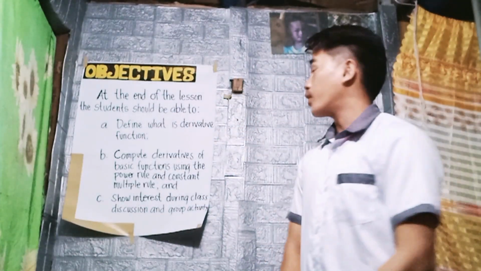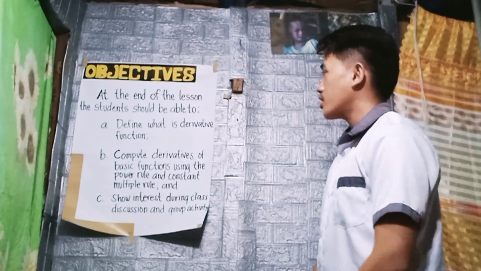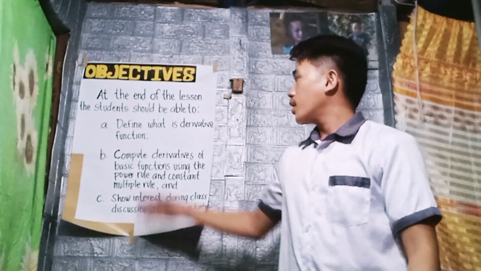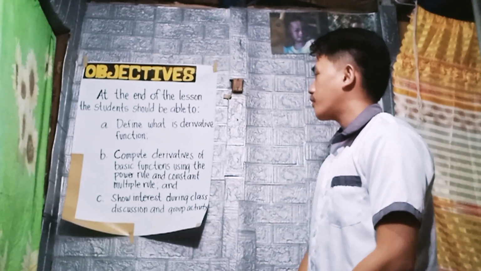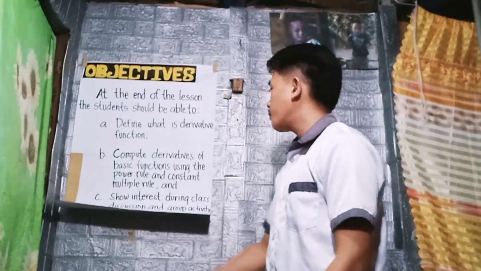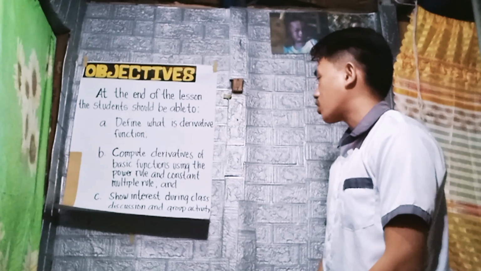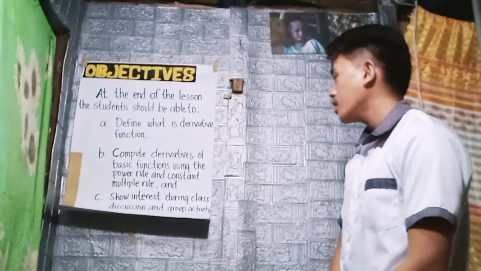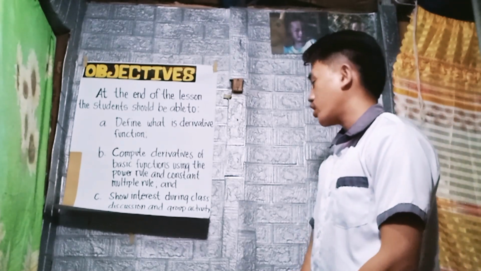So please read, everyone. At the end of the lesson, the student should be able to A. Identify what is derivative function. B. Compute derivative of basic function using the power rule and constant multiple rule. And C. Show interest during the class discussion and group activity.